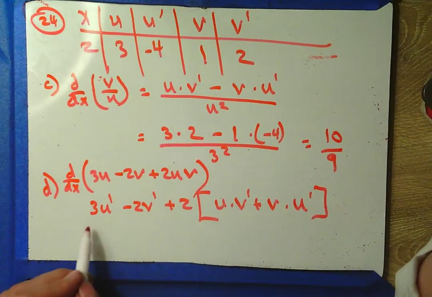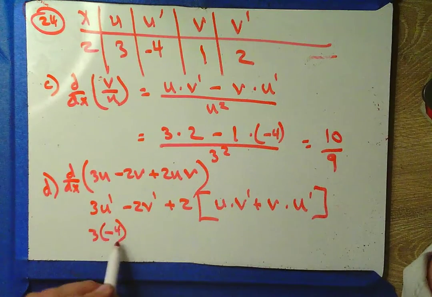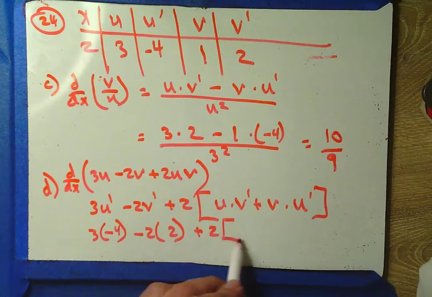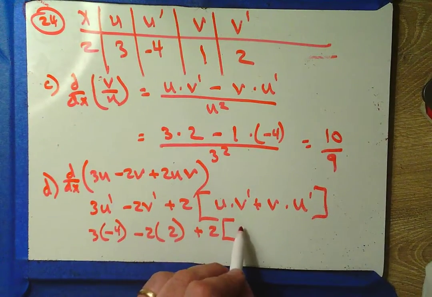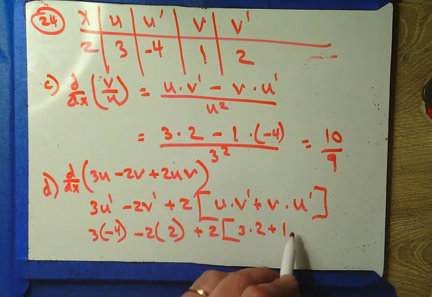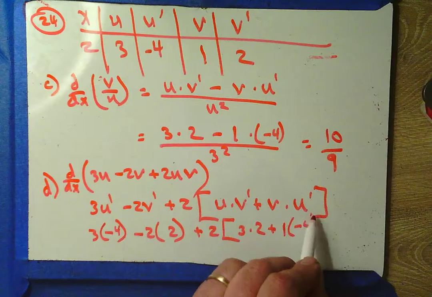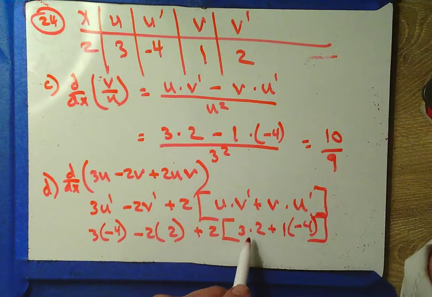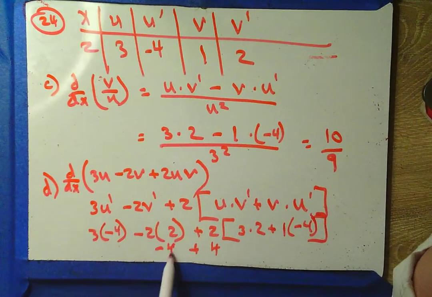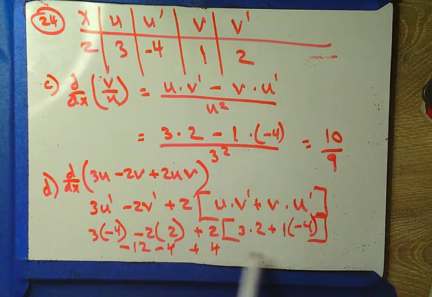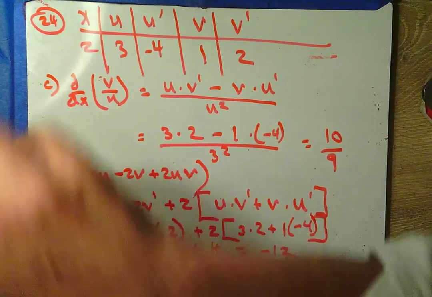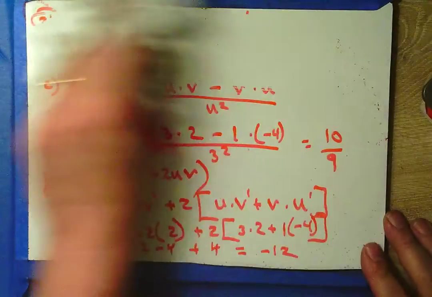Okay, let's plug in our values. 3 times -4 minus 2 times 2 plus 2 times u of 2 is 3, v prime is 2 plus 1 times -4. Okay, so I get 6 minus 4 is 2. 2 times 2 is 4. Here's -4, and here's -12. And so that derivative is -12. All right, so there's 23. Now we're moving on to 38.